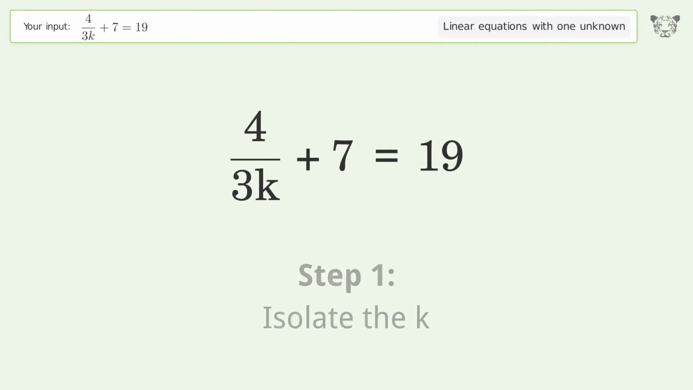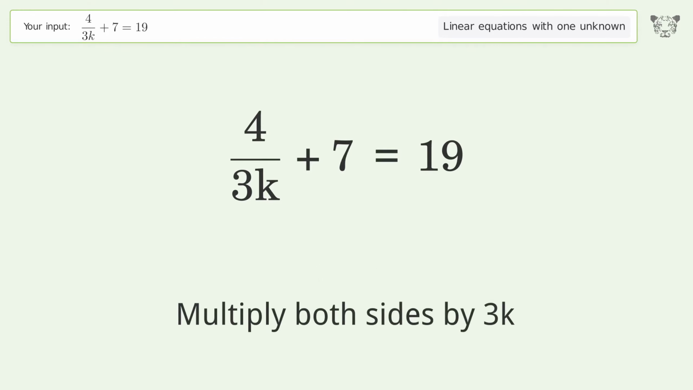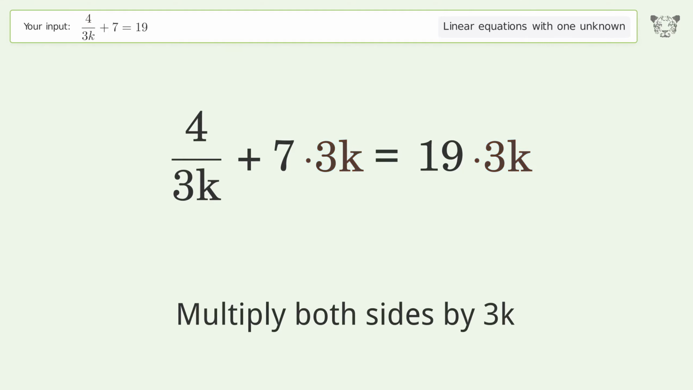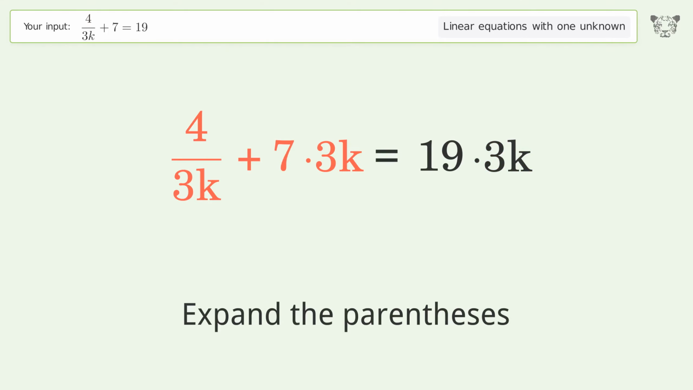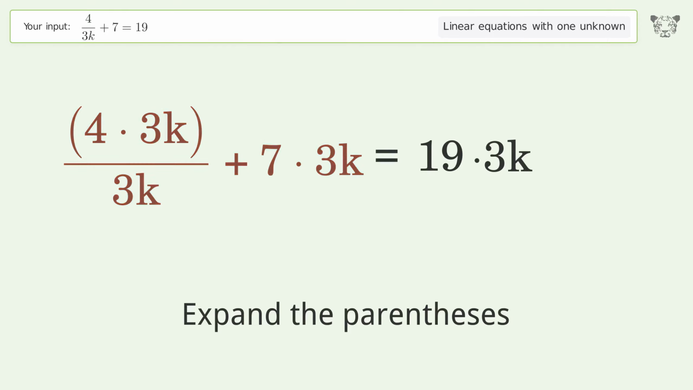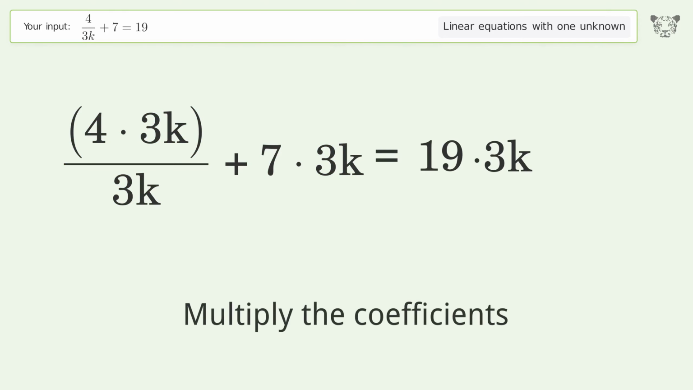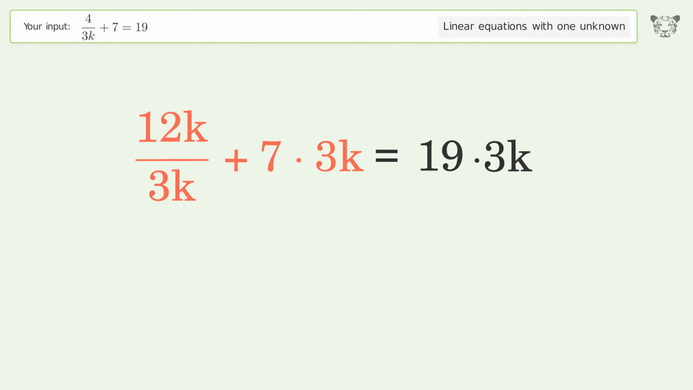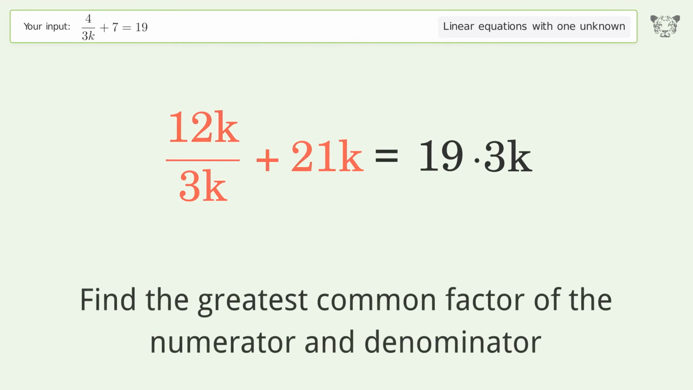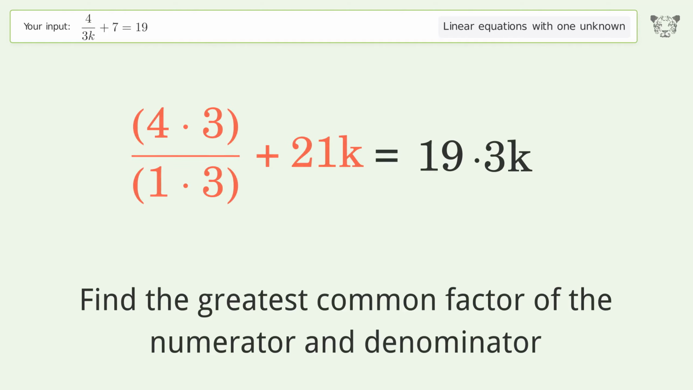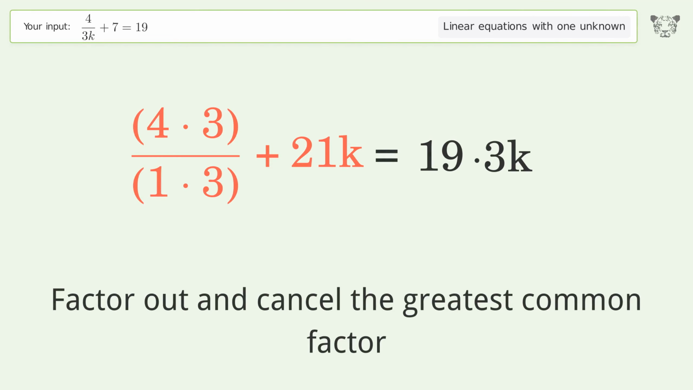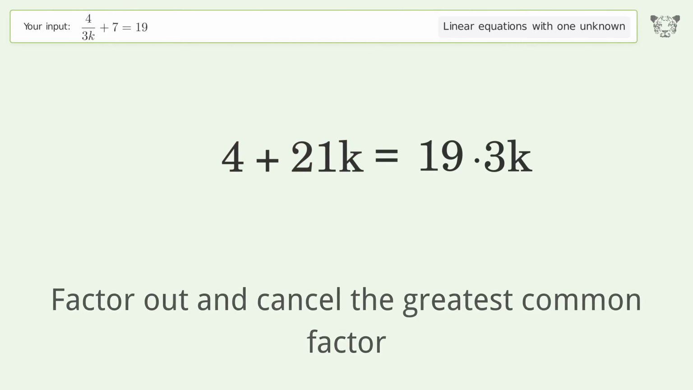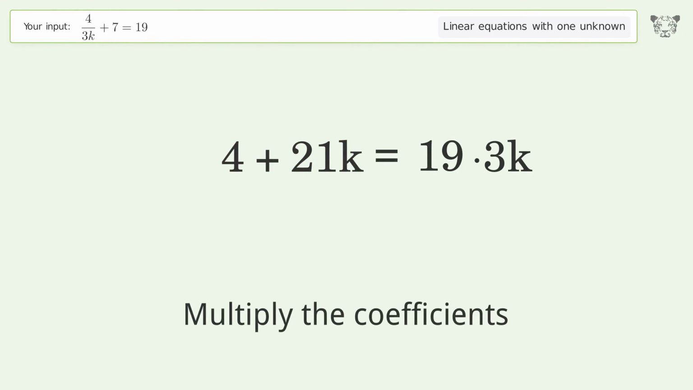Isolate the k. Multiply both sides by 3k. Expand the parentheses. Multiply the coefficients. Find the greatest common factor of the numerator and denominator. Factor out and cancel the greatest common factor. Multiply the coefficients.